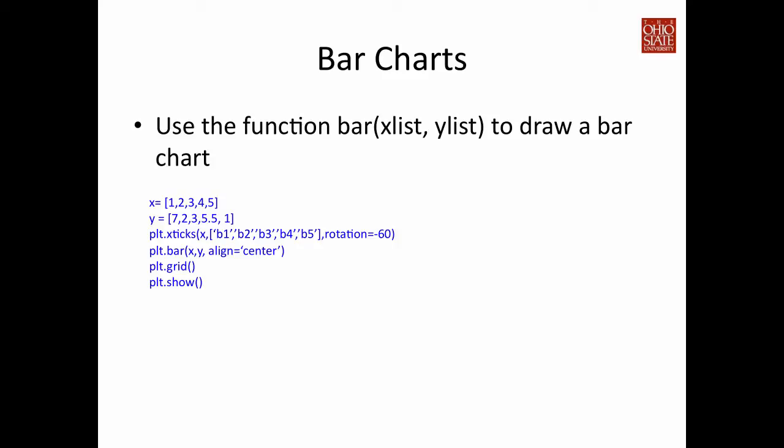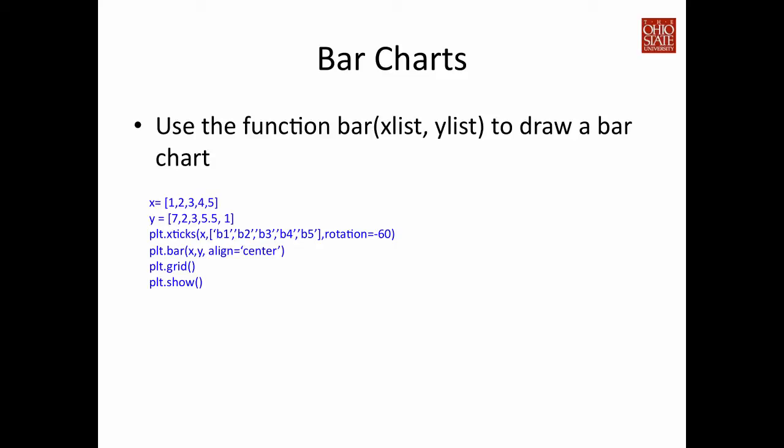Besides line charts, you can do bar chart. Bar chart is a common method for you to see a sequence of numbers. In the example here, I have an X array 1, 2, 3, 4, 5, and each of the X value will correspond to a Y value.